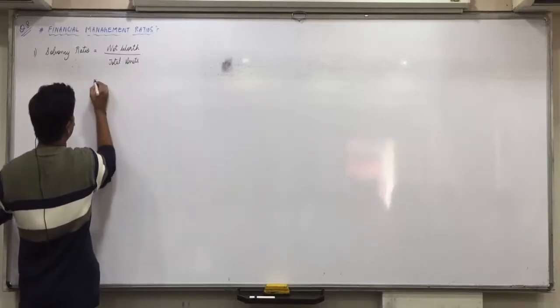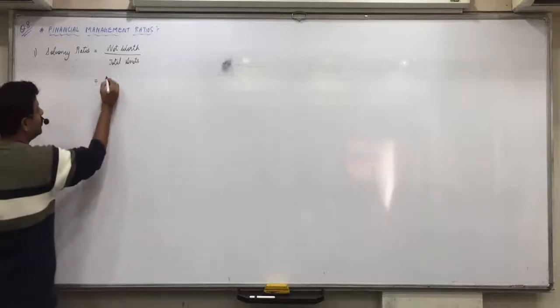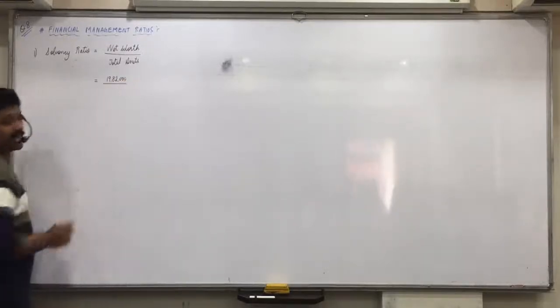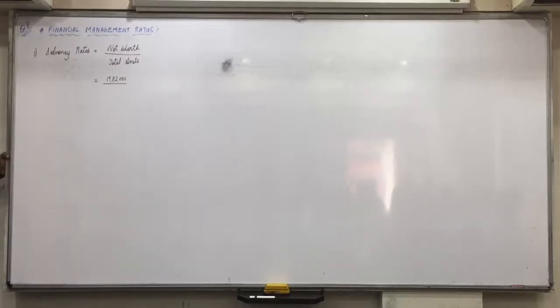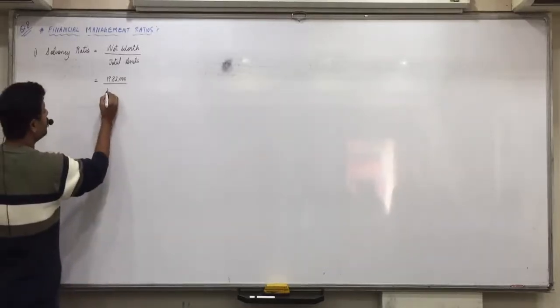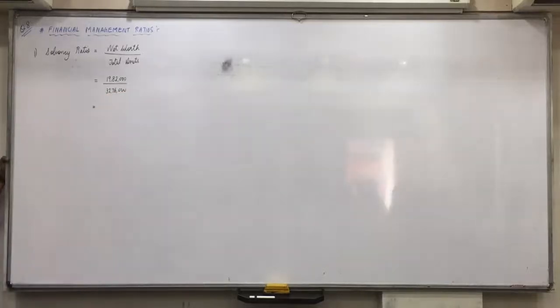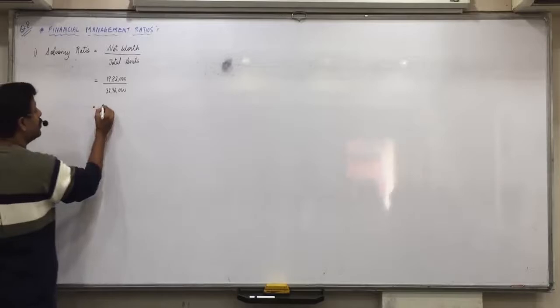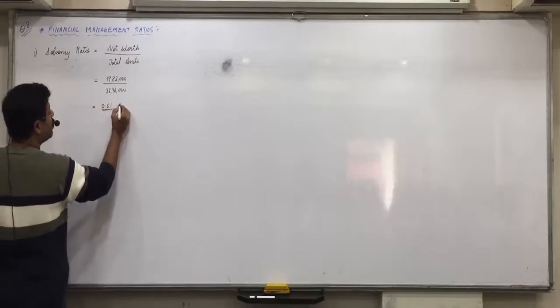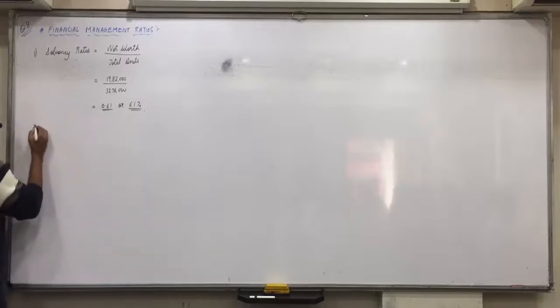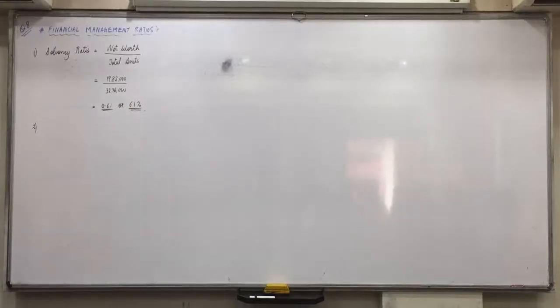See yesterday's balance sheet. What was the net worth we obtained? 19,82,000 divided by what were the total assets we obtained? 32,76,000. That is 0.61, or if you write in percentage terms, then 61%. Any confusion in this?